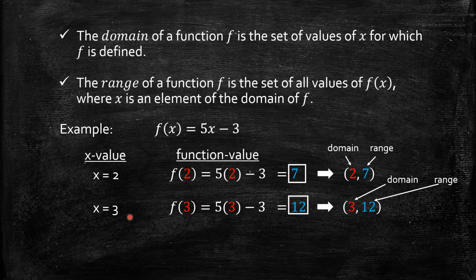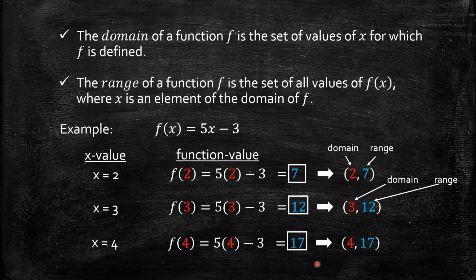Let's take another x value. Let's have x is equal to 4. Replace x with 4. So we will have f of 4 equals 5 times 4 minus 3. 5 times 4 is 20. Minus 3, the answer is 17. And the ordered pair will be (4, 17), wherein 4 is the domain and 17 is our range.